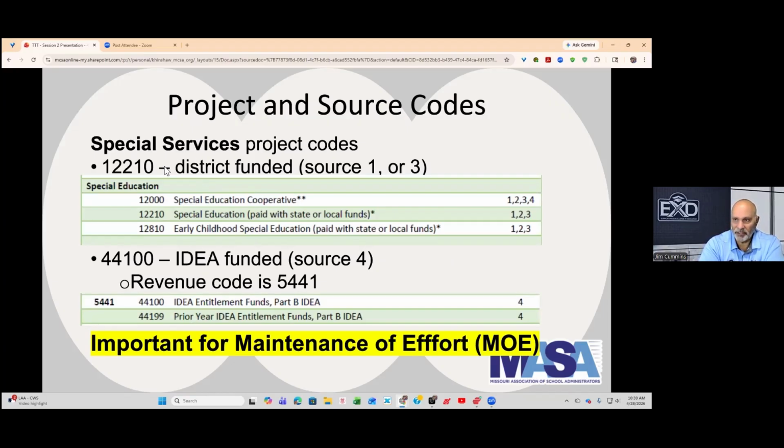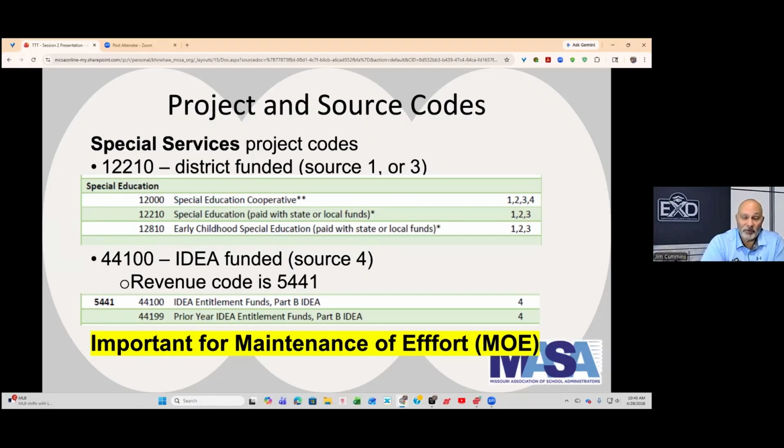This is a special ed issue that I dealt with at my prior school. I deal with it with client schools, is the split between federal and local source in special ed. The special services project code locally, whether you fund it with local sources or whether you fund it with some of your state money, is 12210. And what you're looking at here is part of the accounting manual. It says this project code 12210, special ed paid with state or local funds, can come from a source of one, two, or three. So in theory, you could use your county source as well.